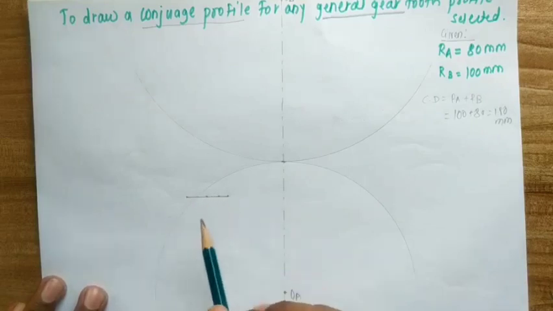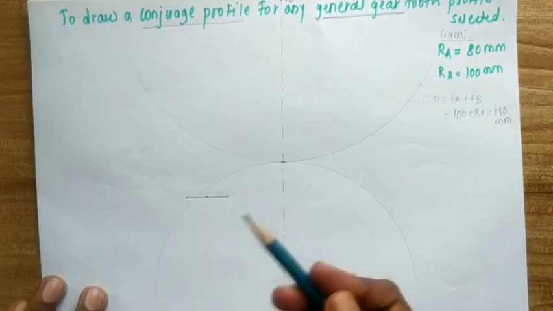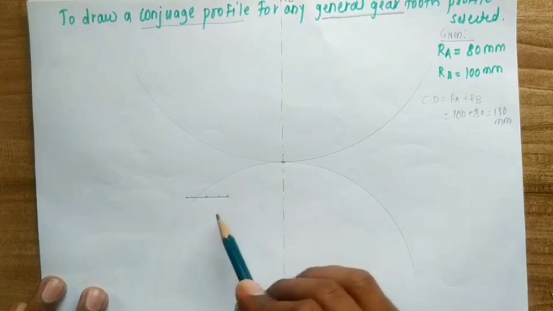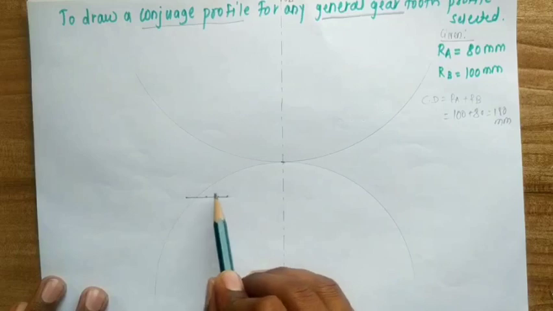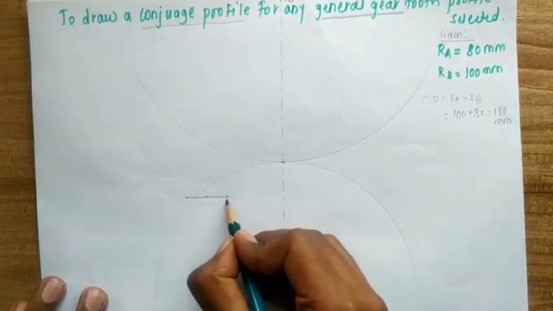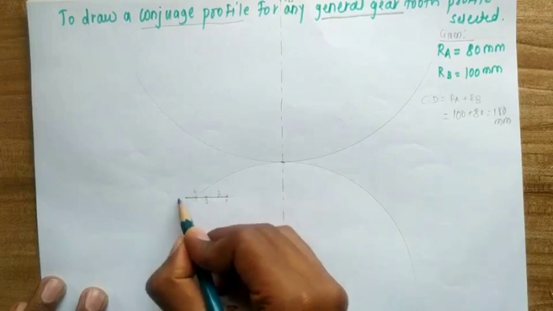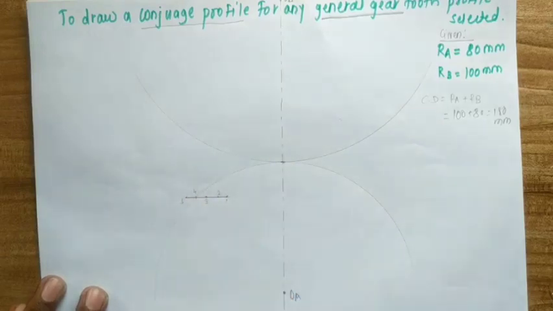So why did I take 5? It is not necessary that you take only 5. You can take a number of points, maybe 1, 2, 3, but for better accuracy I choose here 5 points. One more thing, it is not necessary that these 5 points are equidistant. You can take them randomly. So this is my first point, second, third, fourth and fifth. I hope you notice that this fourth point is on the pitch circle.